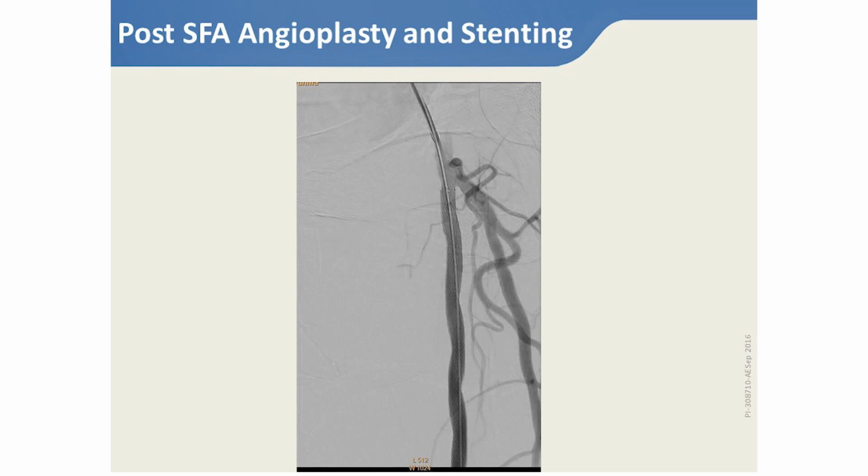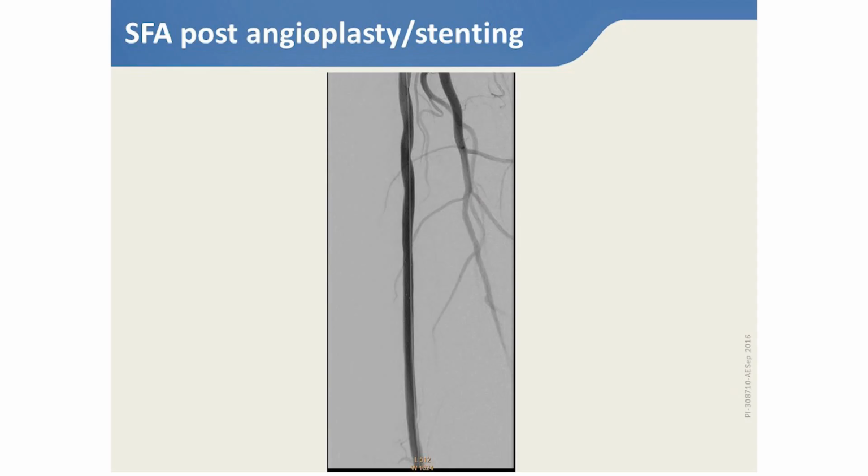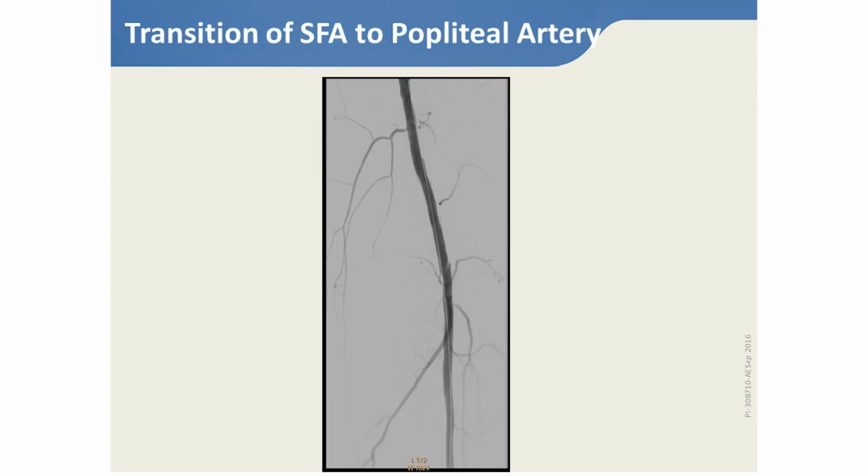This is the proximal segment of the left superficial femoral artery following stenting utilizing drug-eluting stent with the appropriate appearance and preservation of the profunda femoris artery. Finally, distal segment of the superficial femoral artery and flow through the popliteal artery at its transition between the superficial femoral artery at the adductor canal.